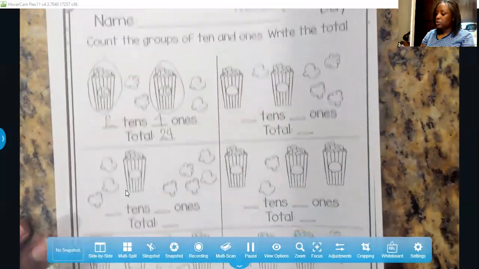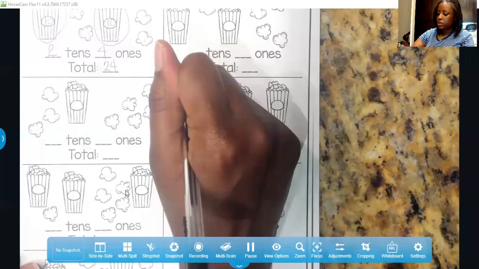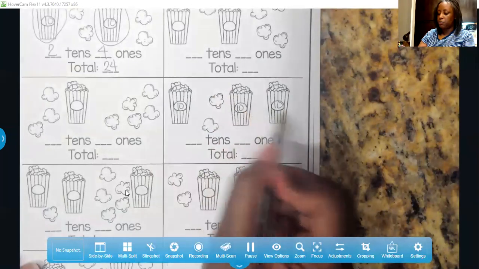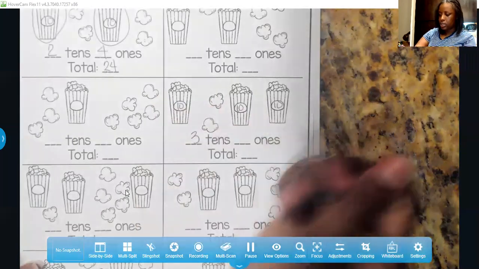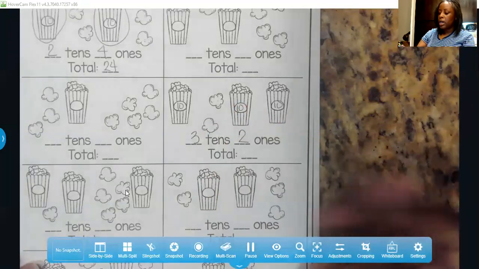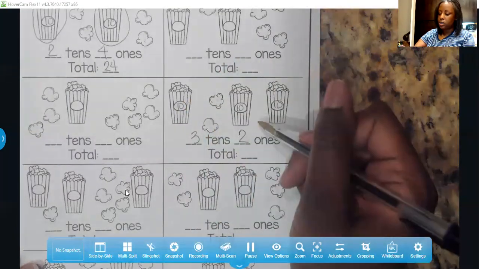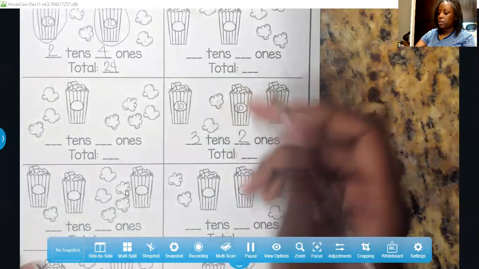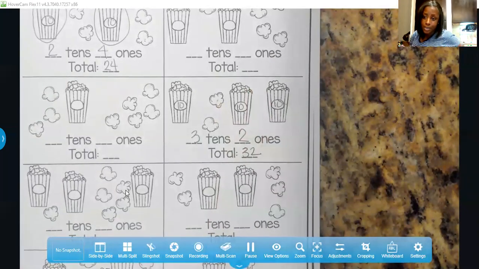And then I'll do this one with you. First, we'll look at our groups. That's 10. This is 10. This is 10 because these are the groups of popcorn. We have 1, 2, 3 tens. And then there's 1, 2 loose popcorn. So that means that those are the ones. What is our total here? We could count by tens first. 10, 20, 30. And then we can count the ones. 31, 32. The total is 32. Now, your job is to finish the rest of that.